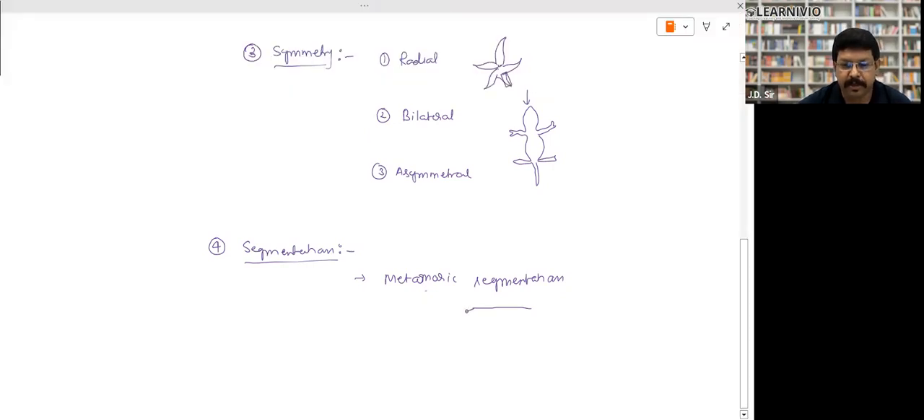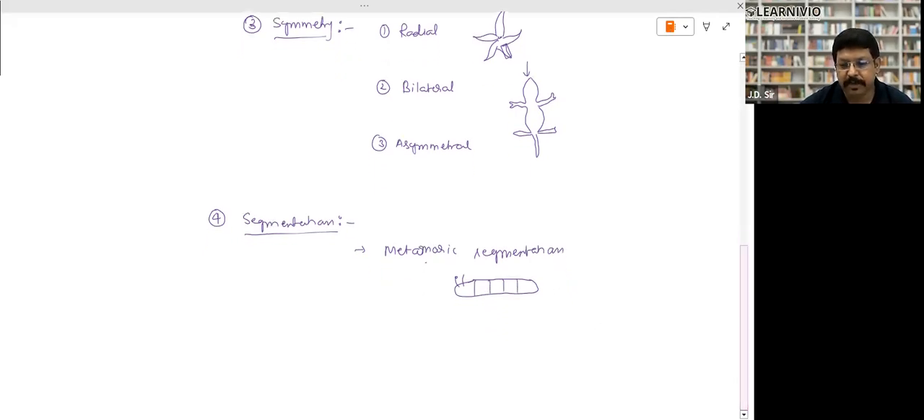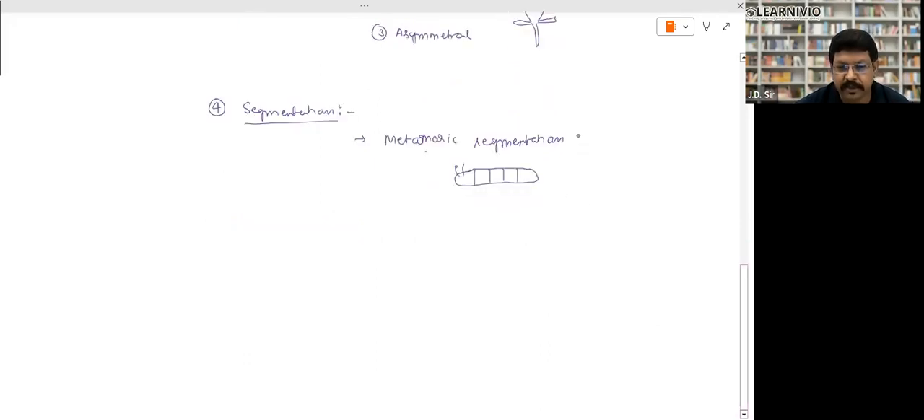In metameric segmentation, suppose that this is an insect. If the body of the insect is divided externally, then it will be divided into segments internally. So that is called metameric segmentation, and metameric segmentation is considered the true segmentation. So that is metameric segmentation.